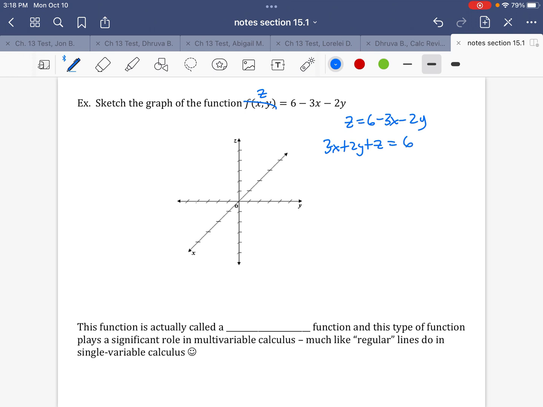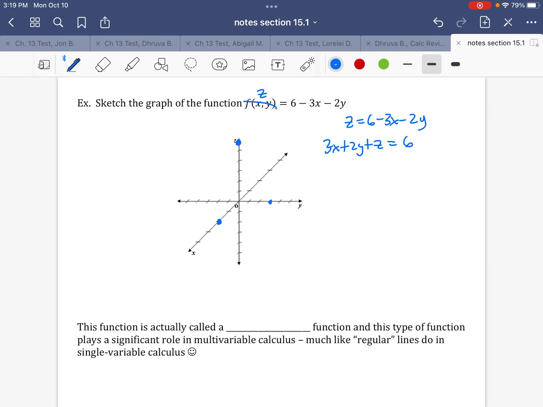All right, so if I let y and z be equal to 0, I get x equals 2. So that's an x-intercept. If I let x and y be equal to 0, then I get z equals 6, so there's an intercept there. And if I let x and z equal to 0, I get y equals 3. So it's an intercept there. So you can try and draw a little plane through those things.